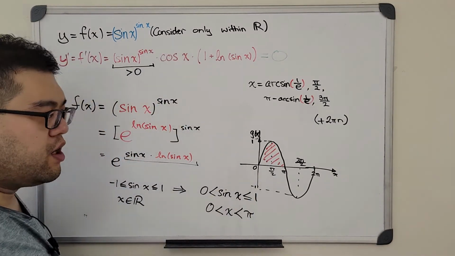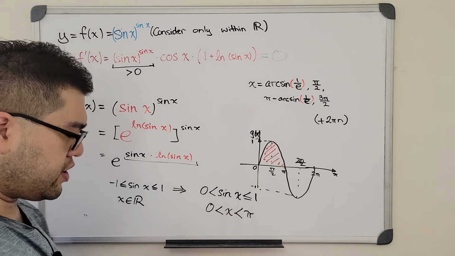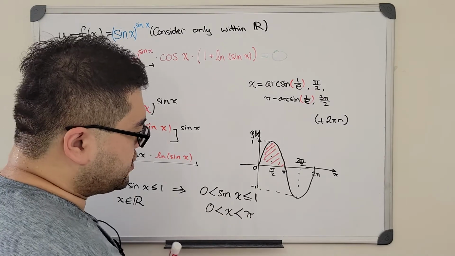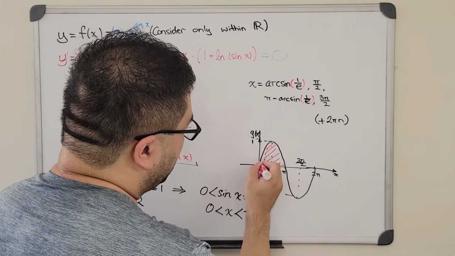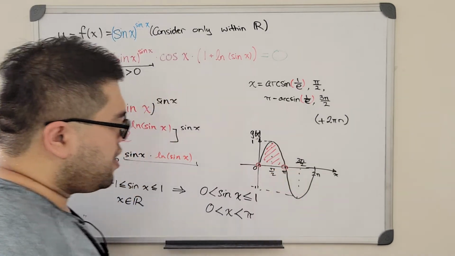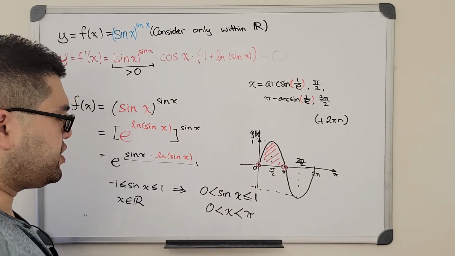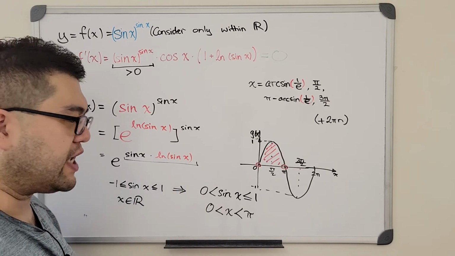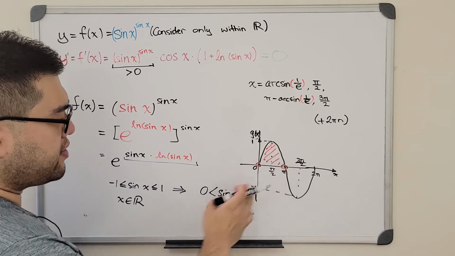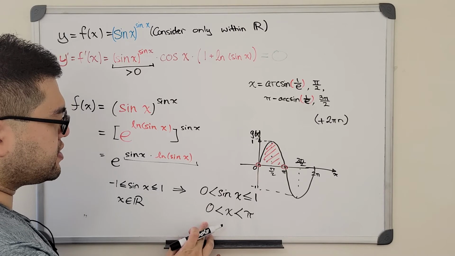And again, we have to exclude the two endpoints, because when x is equal to 0 or x equals pi, sine of x is going to give us 0, which is the value that has to be excluded. So we cannot take the two endpoints in this case.